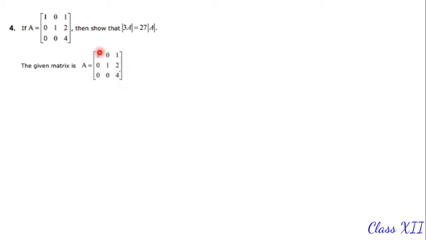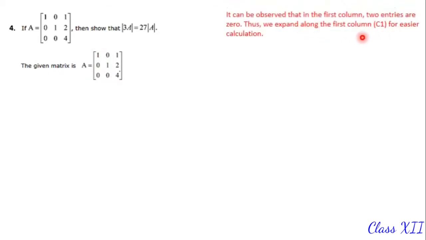And when you see this matrix, in the first column and the third row, two zeros are there. Here 1, 0 in C1, and in R3, the first element is 0, the second element also 0. Means when you expand the determinant along C1 or R3, that will be easy for us to calculate. So here I am going to expand the determinant through C1.